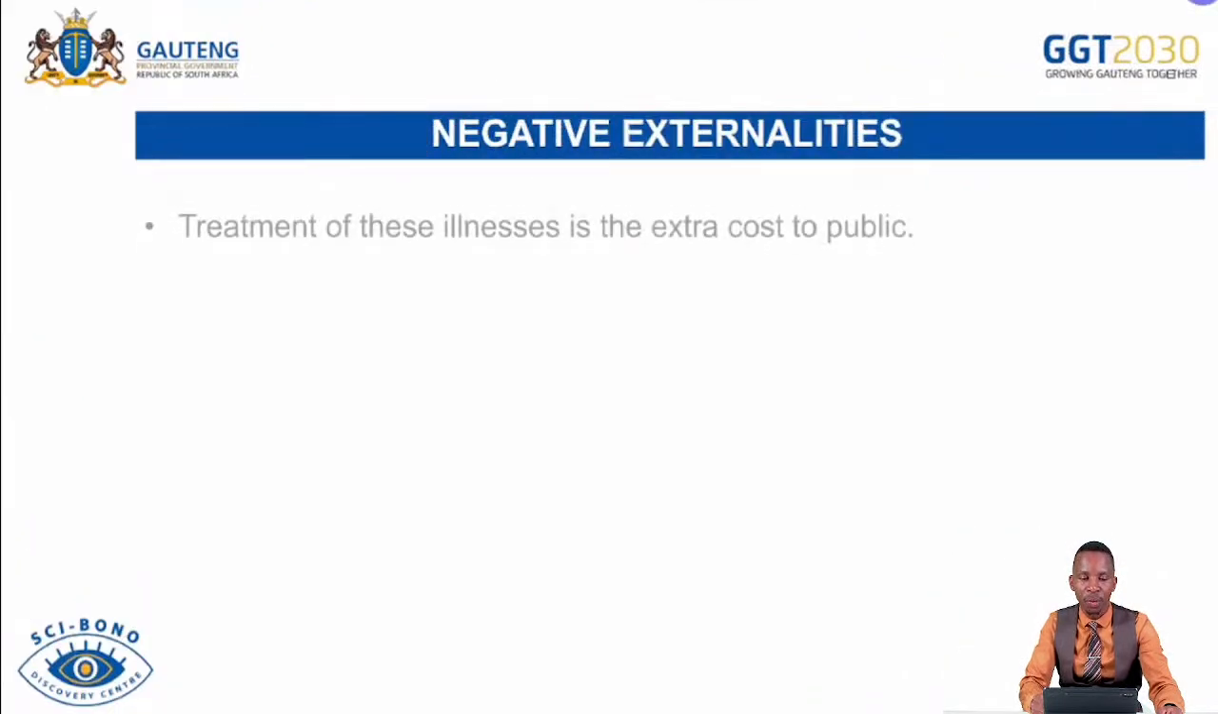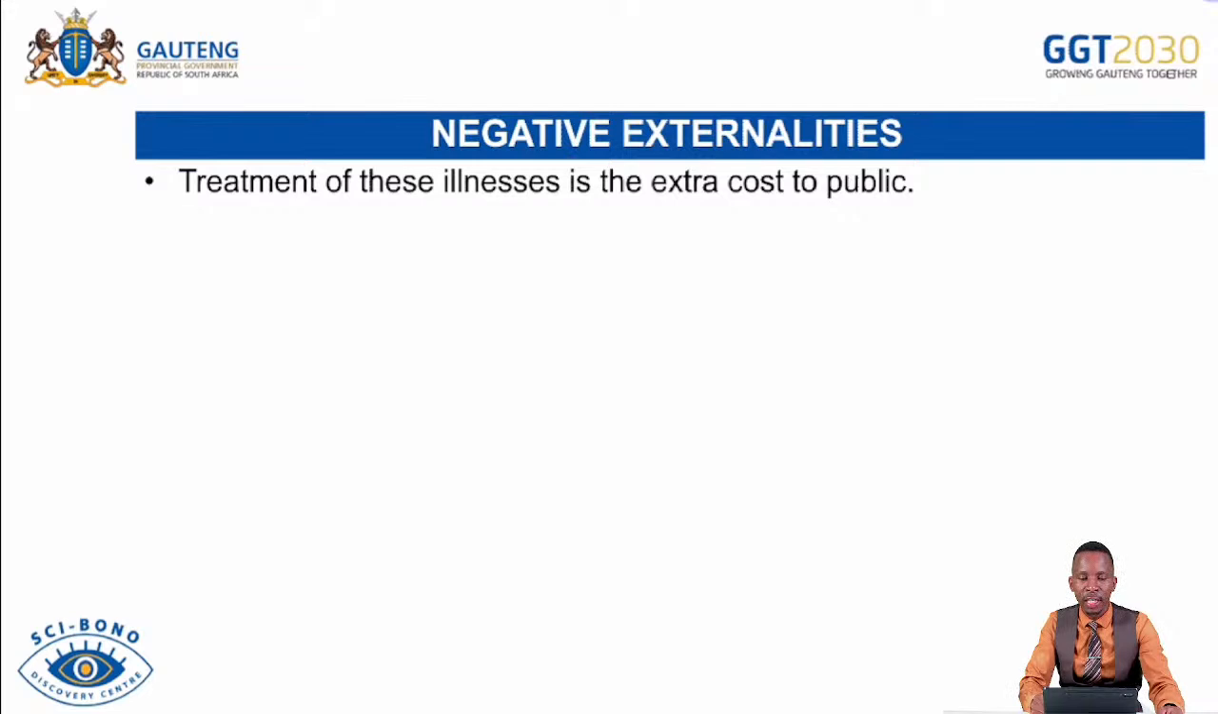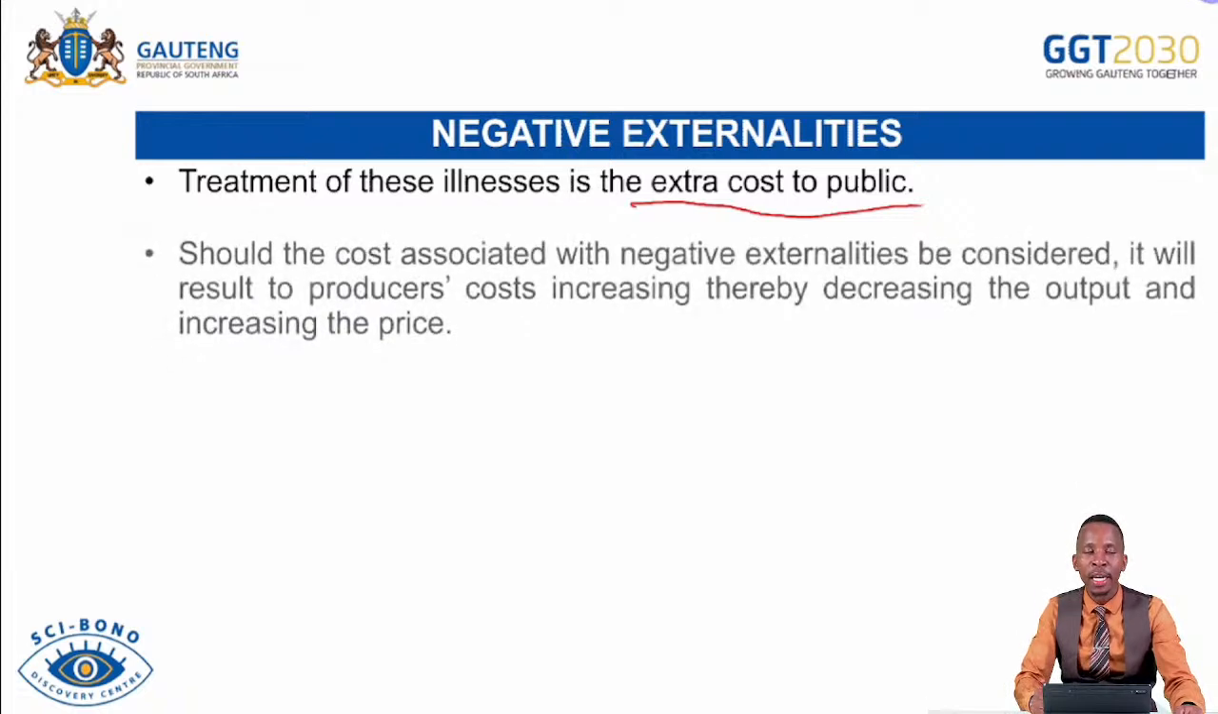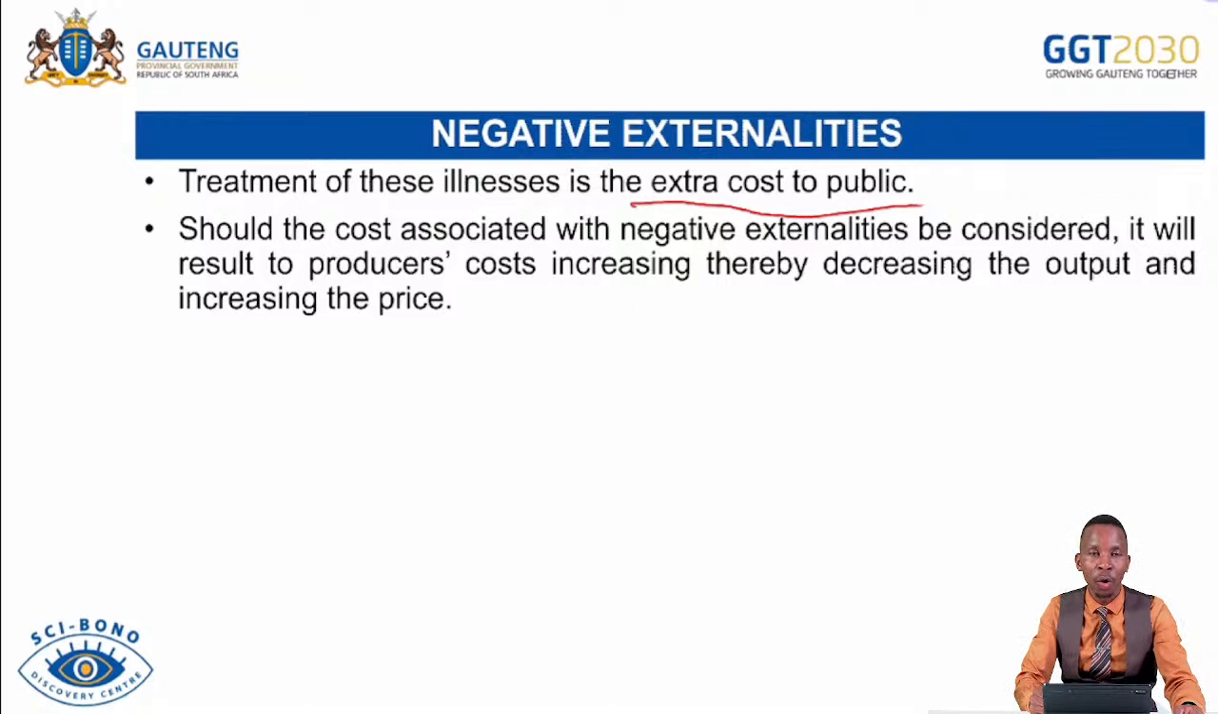We continue with the negative externality. Treatment of these illnesses is the extra cost to the public. So if ever someone gets infected by asthma because of air pollution caused by the firm, that particular individual will have to pay extra cost of consultation in hospitals and doctors. So that simply means the producer is not responsible to pay those costs, but only the household or the citizens or the consumer will be responsible to pay those extra costs. Should the cost associated with the negative externality be considered, it will result in producers' cost increasing, thereby decreasing the output and increasing the price.